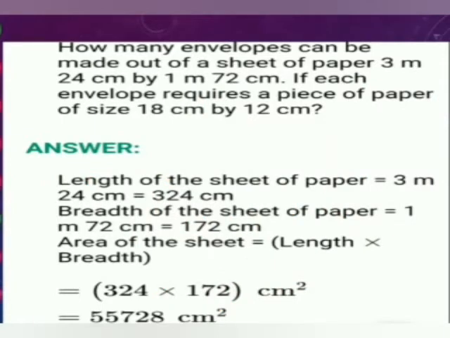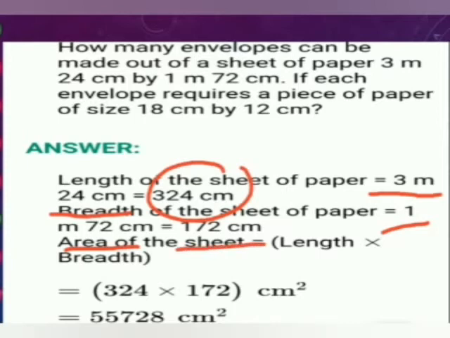The length of the sheet of paper is given to you as 3 meter and 24 centimeter. And if you see here, the piece of paper which is required to make the envelope is given in centimeter. So what we will do, the bigger sheet of paper, that dimension also we will convert into centimeters only. So 3 meter and 24 centimeter, when you convert into centimeter, will become 324 centimeter. Similarly the breadth is 1 meter and 72 centimeter, so the breadth will be converted into centimeter, so it will be 172 centimeter.